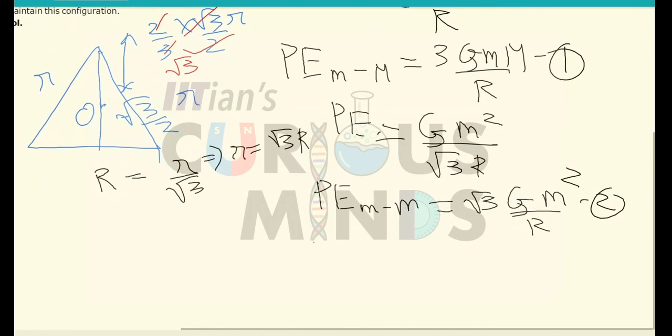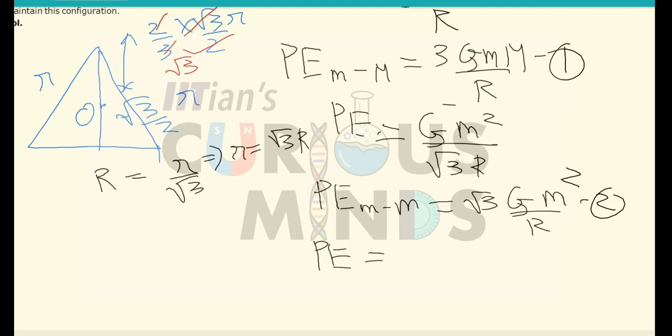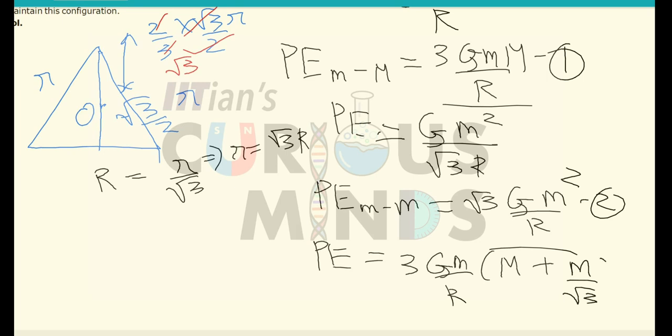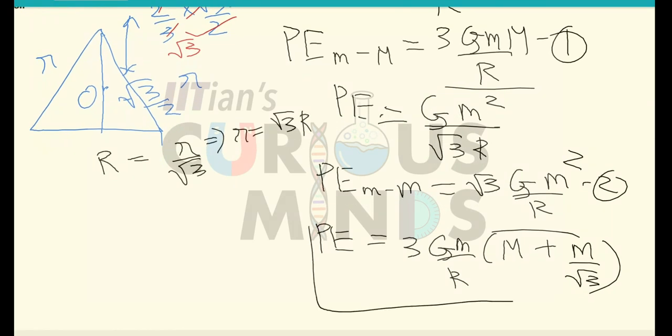So the total potential energy of the system will be equal to the addition of the first and the second. I can take 3 common, and I can also take Gm by r common. It will be equal to 3 Gm by r times capital M plus small m divided by root 3. Now I have got the potential energy of the system.